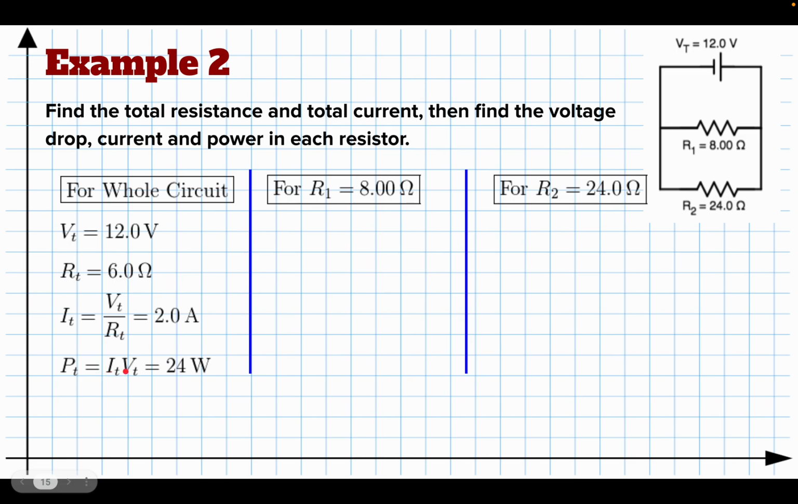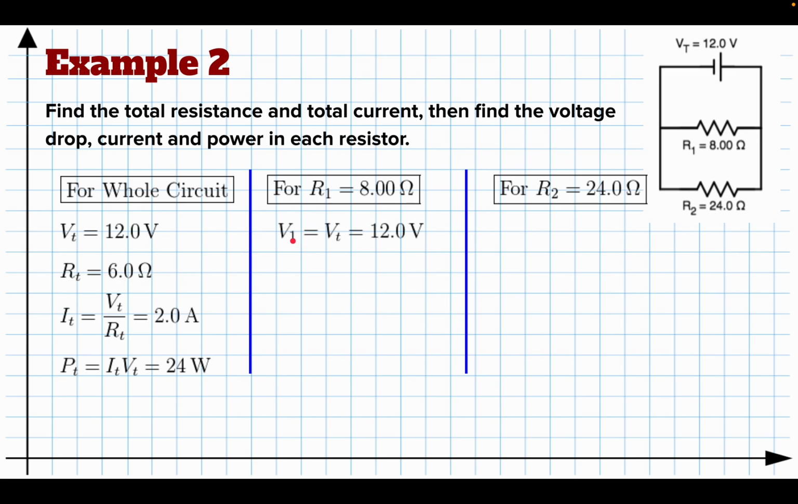It's I times V, which is 2 times 12, and 24 watts is what you get, okay? Now, let's look at R1. So the current comes out here, and some of it goes through here. All right? So what do we know about R1?